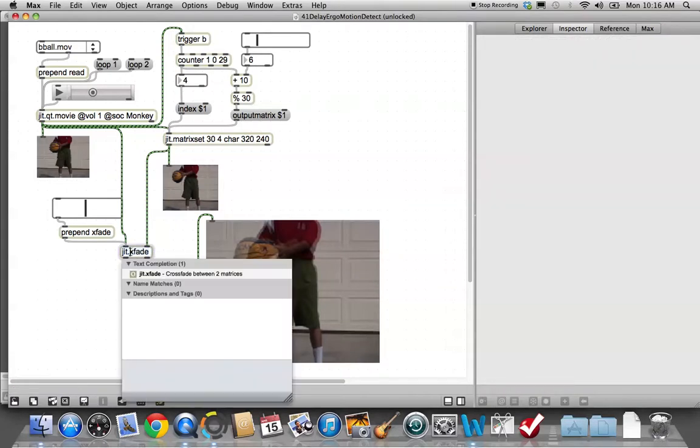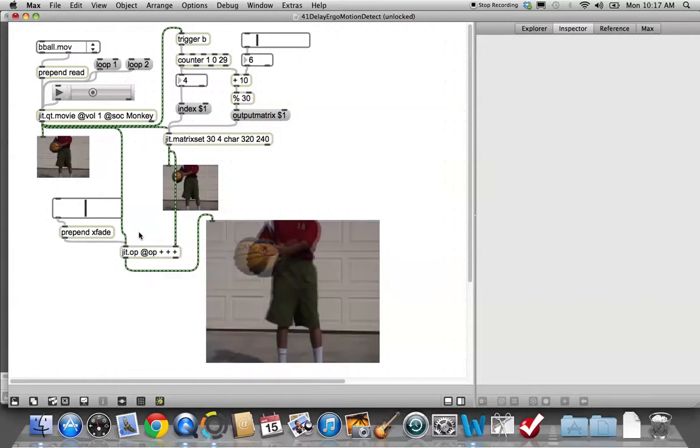We're just going to take this Jit.X fade and say goodbye to it. Unlock your patcher, get in there and type in, you know what, Jit.Op. And let's get in the at op because we want to get at some ops. And then I think our standard procedure has been plus space plus space plus.